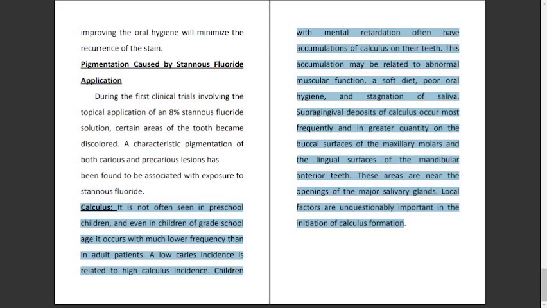Supragingival deposits of calculus occur most frequently and in greater quantity on the buccal surfaces of the maxillary molars and the lingual surfaces of the mandibular anterior teeth. These areas are near the openings of the major salivary glands. Local factors are unquestionably important in the initiation of calculus formation.